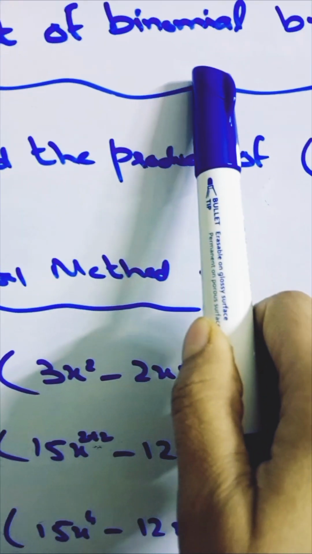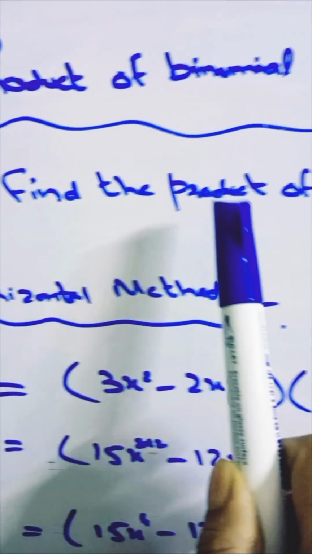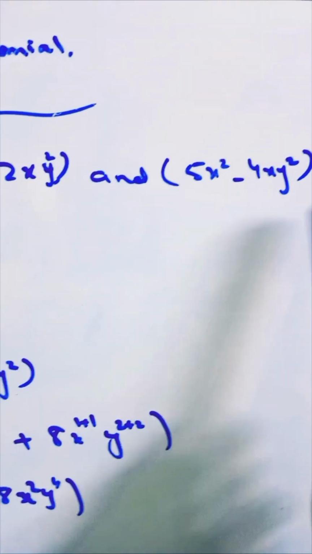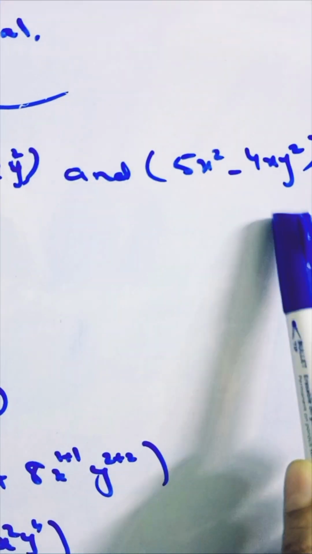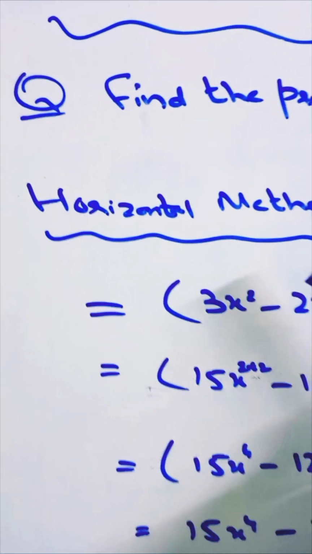Product of binomial by a binomial. Question: find the product of binomial and binomial. Binomial means two terms multiply two terms. Again, we have two methods for this purpose: horizontal method and vertical method. But before that, you must note two things.